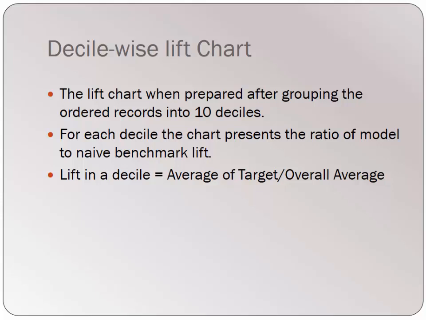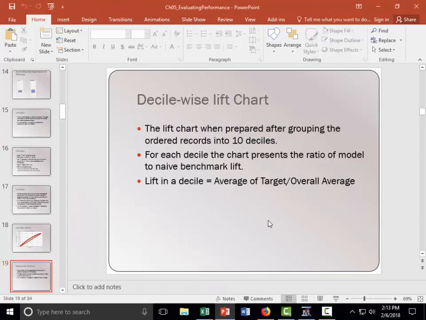If the sorting of y hat also sorts y very well, then for the top 10%, the average of y compared to the overall average will be really high, because sorting by y hat also sorts y to the top 10% of the cases. So that ratio will be really high. As you go down the list, the ratio will come down. That is your decile-wise lift chart.